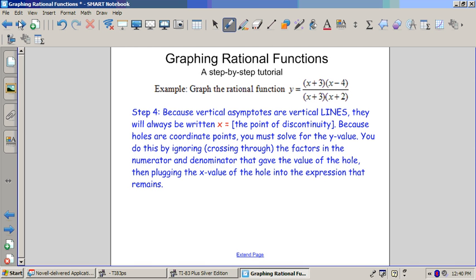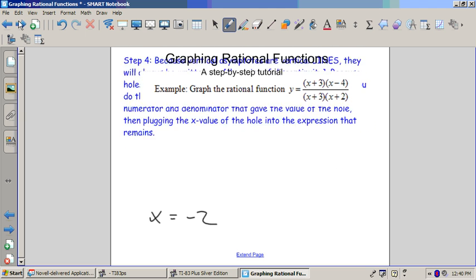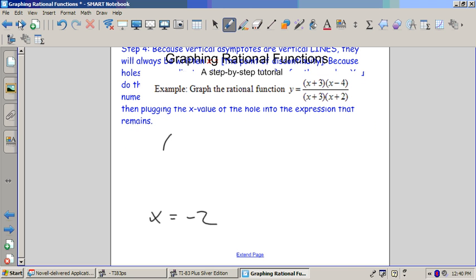Now, if it's a vertical asymptote, which I had at negative 2, a vertical asymptote is a vertical line, so I can write that as x equals negative 2. I'm going to have a vertical asymptote at x equals negative 2. If I have a hole, however, a hole is a coordinate point, and I need to be able to find the y value of my coordinate point. I know the x value is going to be negative 3.